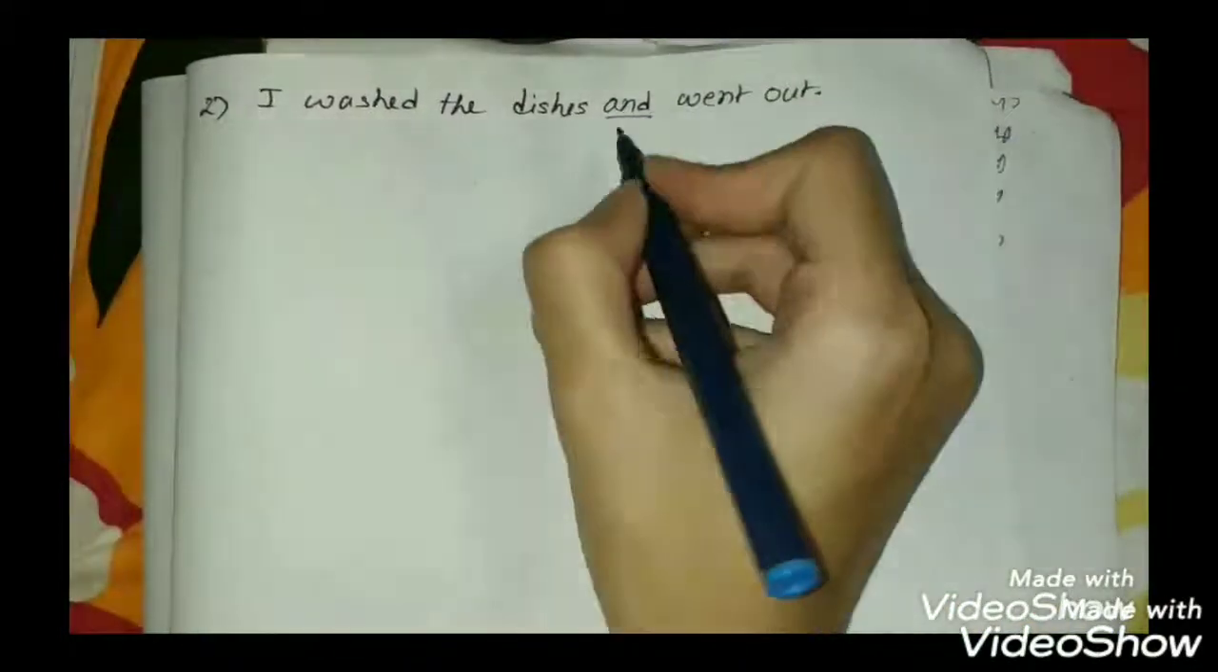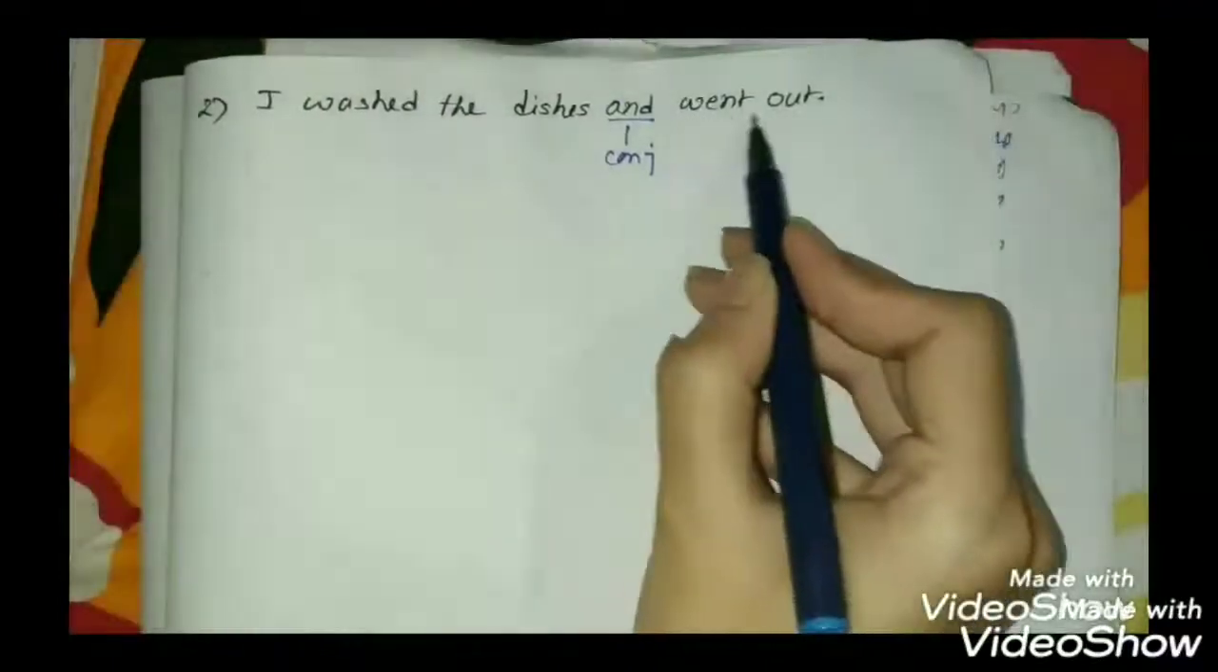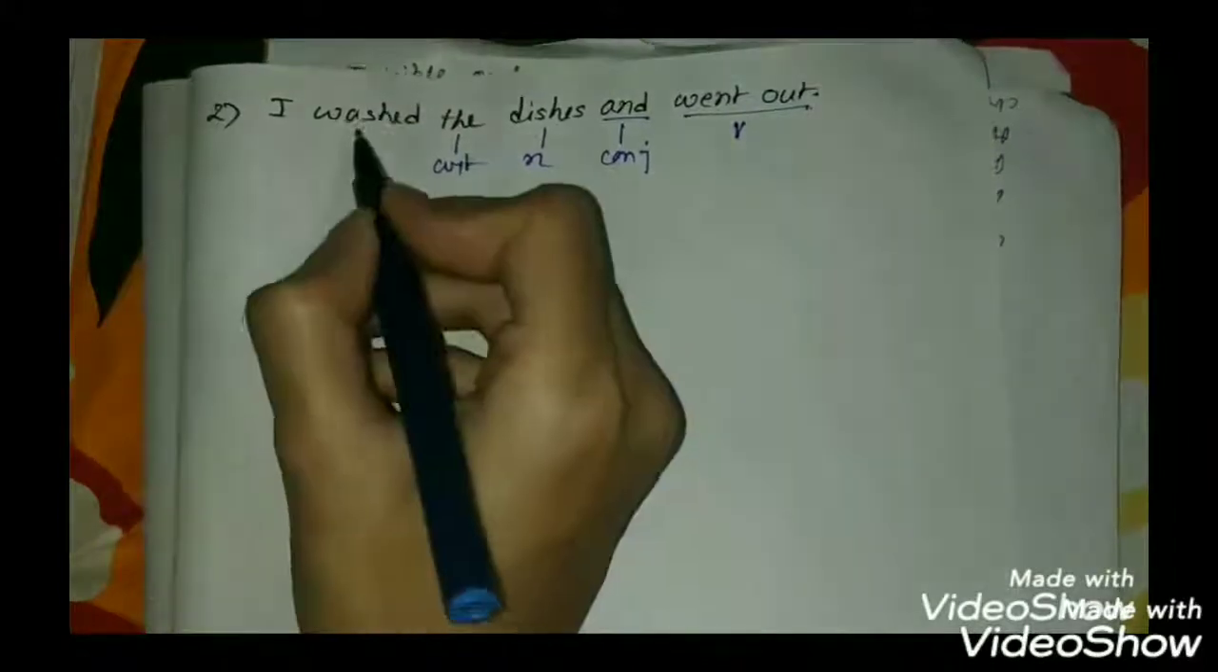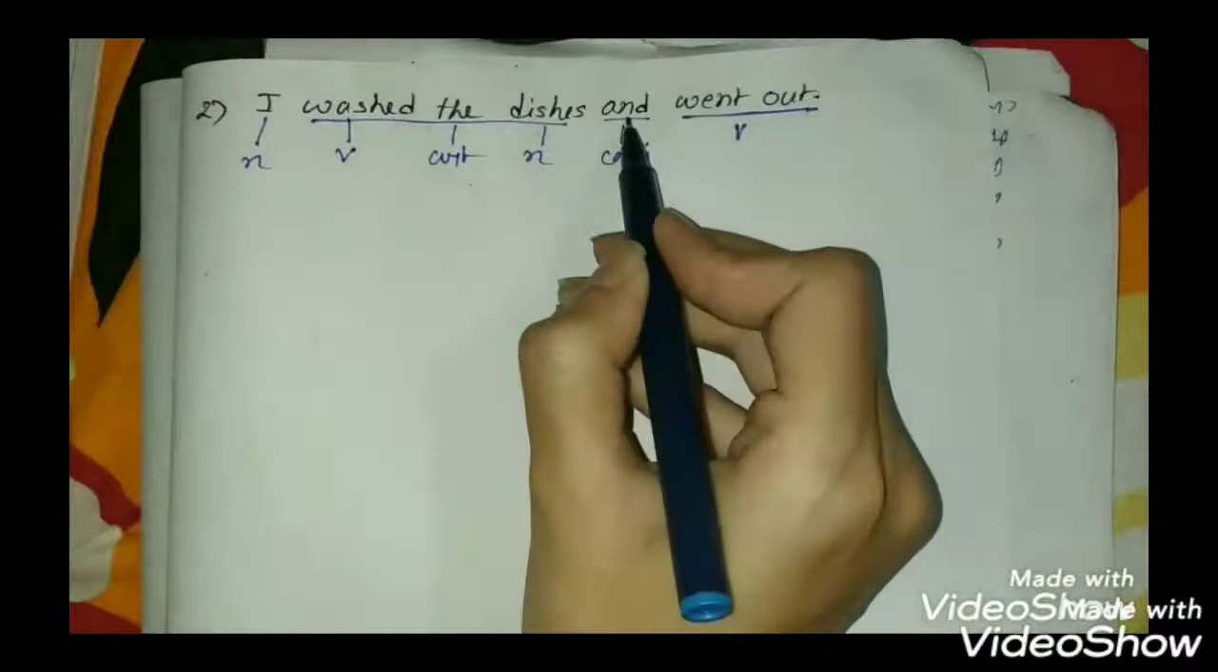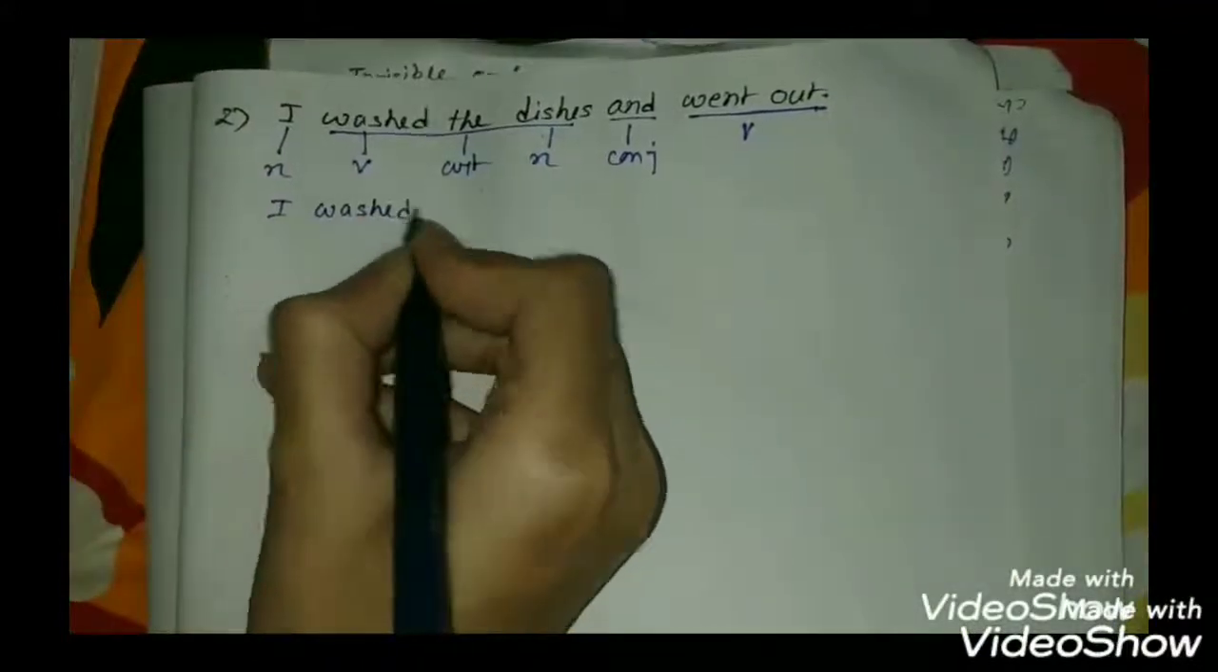I washed the dishes and went out. So here, and is conjunction, went out is verb, dishes is noun, the is article, washed is verb, I is noun. So here are two verbs, wash the dishes and went out. So it will be in two sentences.